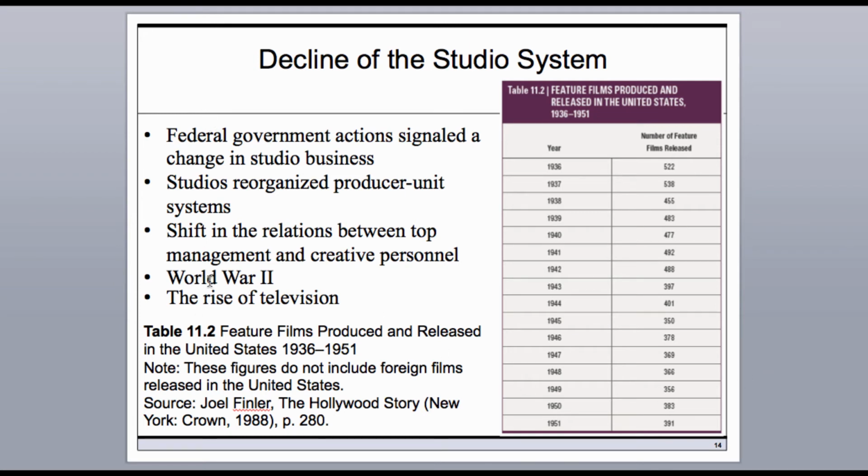Television comes along, there's a world war, things start to change as far as the business flow, and this chart represents the number of feature films produced from the 1930s into the 1950s. You can see a continual decline in the number of films created every year.